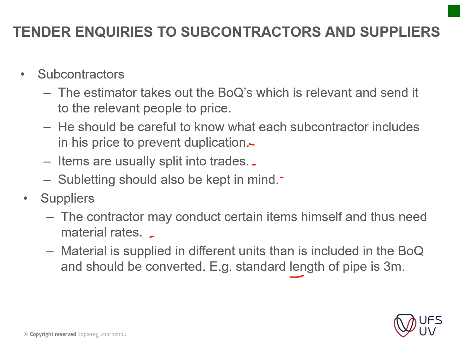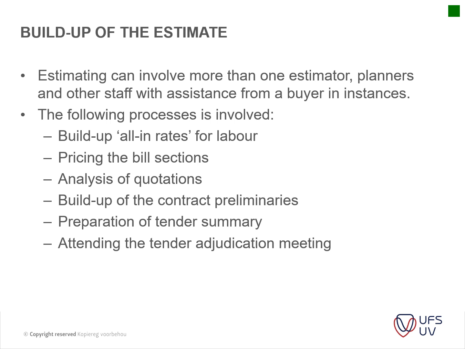So for instance, if you are ordering copper pipes for your plumbing installation, they will give you a rate per 3-meter section, usually in how they are delivered. So you need to take that into account. It has to be reverted back to the unit that was measured in the BOQ. Then you add your profit, wastage, etc. on top of that. Okay, so that is the build-up of your estimate.